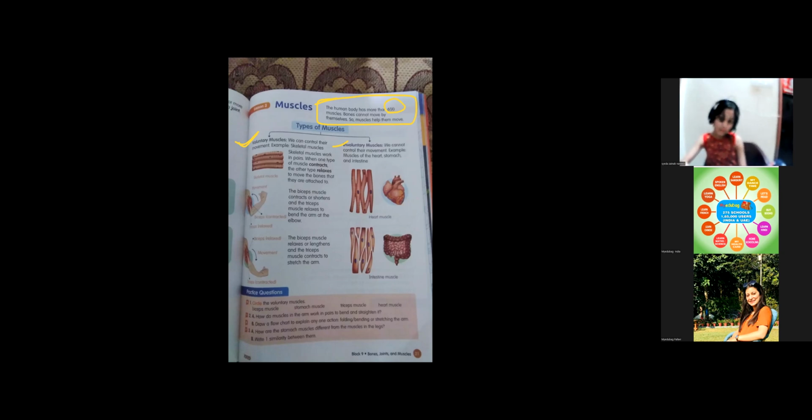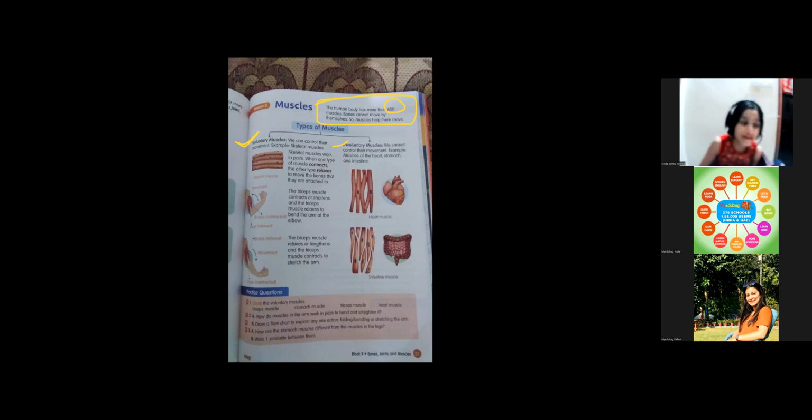the muscles which are not under our control, whose movement we cannot control, are known as involuntary muscles. So in involuntary muscles, what can be the examples? Just think, without looking in the book, just try. Inside our body, what can be the different organs that are not in our control? My internal organs. Yes, correct.